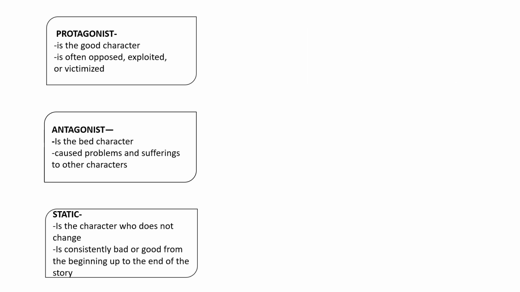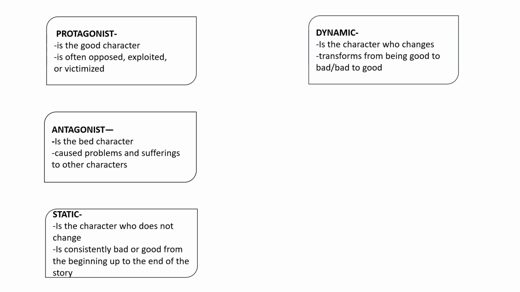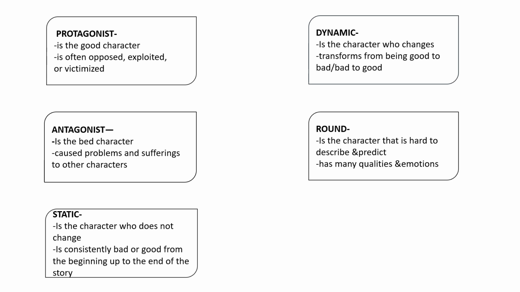In the novel Great Expectations, Pip's brother-in-law Joe is a good example of a static character. From the start, Joe is kind, caring, and generous. This never changes about him, no matter how Pip treats him. Dynamic is the character who changes, who transforms from being good to bad. Harry Potter, Sherlock Holmes, and Hamlet are few good examples of dynamic characters.